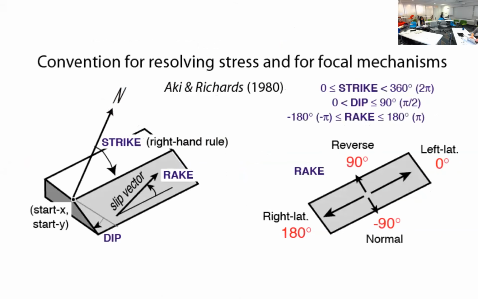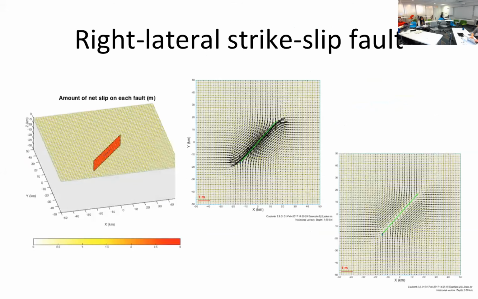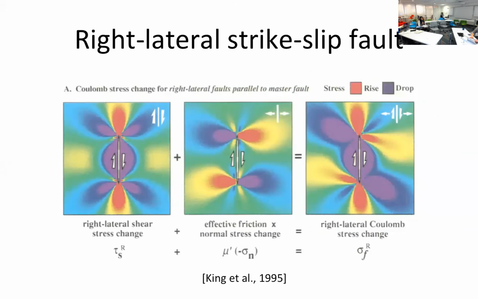So that's, where was I? Yeah, okay. Right, so I just took a few examples from King et al. 1995 to show the concept of right lateral strike-slip fault Coulomb stress change. But I think we don't have to go through that now since we have just gone through that real example with real software.